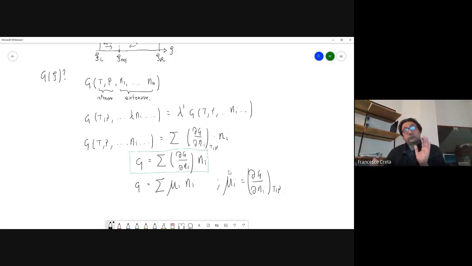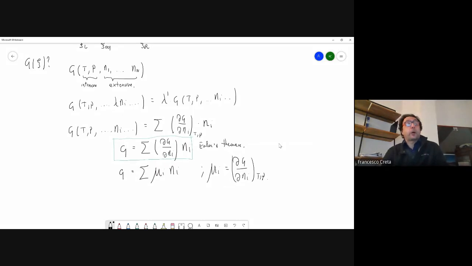So let me stress this once more. We've constructed, in some sense, a theory of thermodynamics, and for all of those extensive variables, we found a way of actually writing them down explicitly using Euler's theorem.